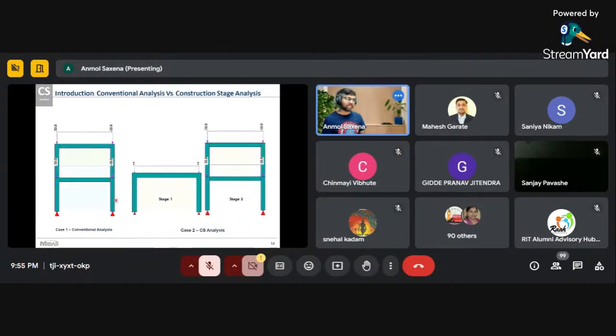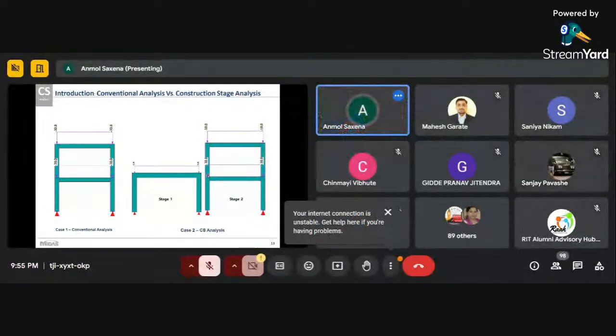So let us understand what makes a difference between the conventional analysis and the construction stage analysis. In this figure, in the conventional analysis, we make the whole structure, a two-story building let us say, and whatever loads are coming, we apply directly. In the construction stage analysis, first the first floor will be cast, or whatever the construction process you are doing at the actual site, you'll model that similar thing in the software, and then you'll apply the loads sequentially.